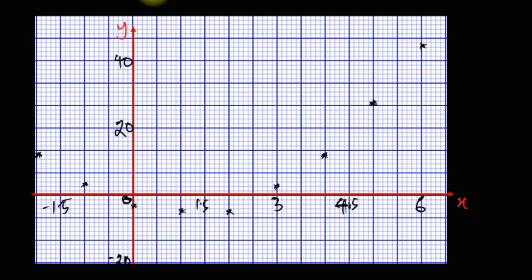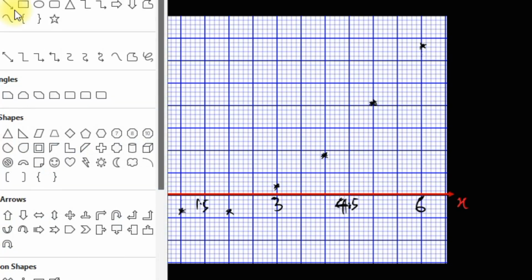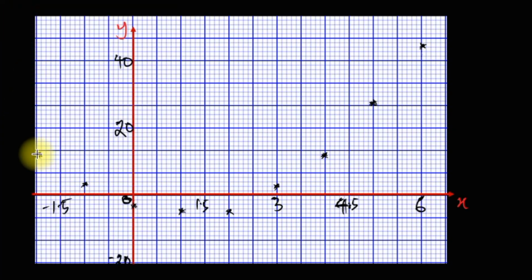So the next thing is to join the points. So let's join.